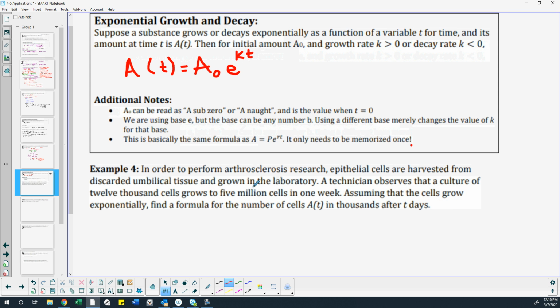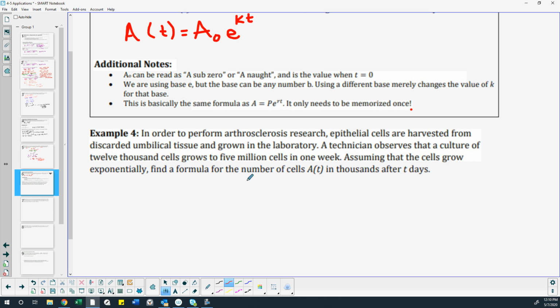Okay, let's look at example 4. In order to perform arthrosclerosis research, epithelial cells are harvested from discarded umbilical tissue and grown in the laboratory. A technician observes that a culture of 12,000 cells grows to 5 million cells in 1 week. So I feel like our time unit is going to be weeks. But maybe not. Let's keep reading.